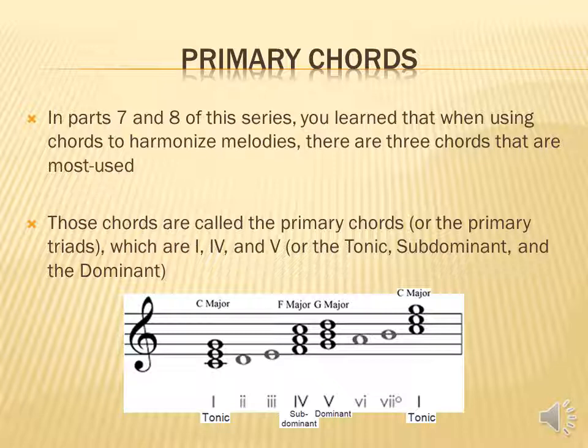We have the 1 chord, or the tonic, C major. We have the 4 chord, or the subdominant, F major. We have the 5 chord, or the dominant, G major. Back to the 1 chord, or the tonic, C major.